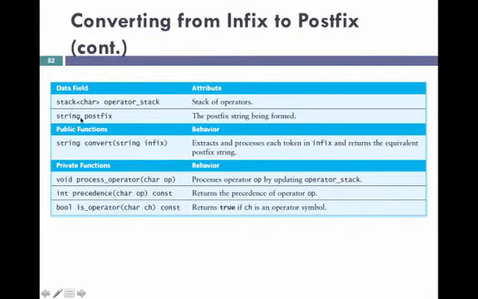So here are the data fields we'll have. We'll have a stack of operators. We'll have a postfix string that's being formed. Convert is a public function that takes an infix string as input, extracts and processes each token from that string, and returns the equivalent postfix string. And these private functions are used in the implementation. We'll have a process operator, we'll have a precedence function to get the precedence of an operator, and we'll have a Boolean isOperator function.